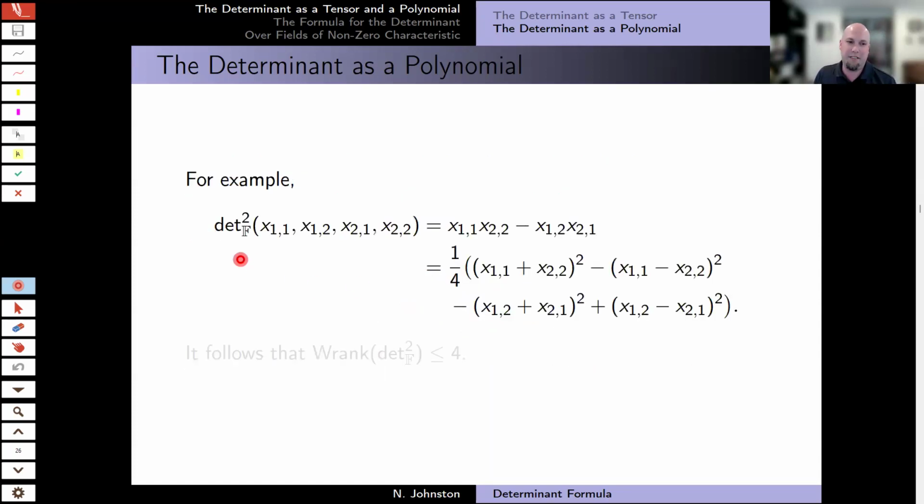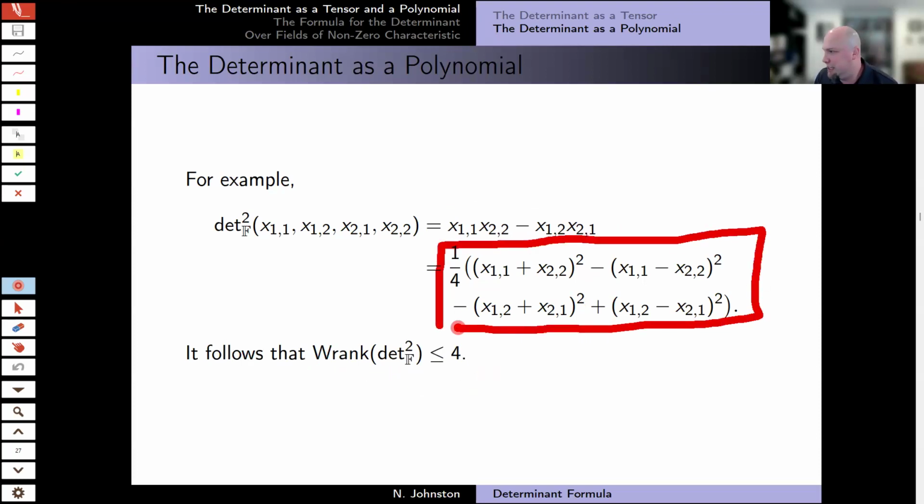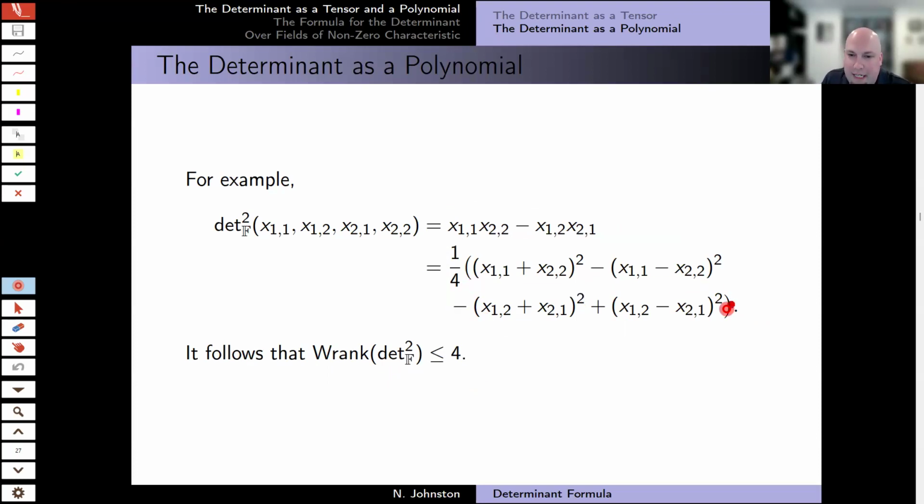Let's start with the 2x2 case. So when n equals 2, the determinant is a homogeneous polynomial in 4 variables, the 4 entries of a 2x2 matrix. And it's everyone's favorite formula for 2x2 determinants. Well, okay, I claim that the Waring rank is at most 4, and a way to see that is this funny little decomposition here. If you were to expand out all this here, it would simplify down to exactly this expression up above. And hey, this is a sum of squares of linear forms, and it has 4 terms in it, is the point. So Waring rank is at most 4.